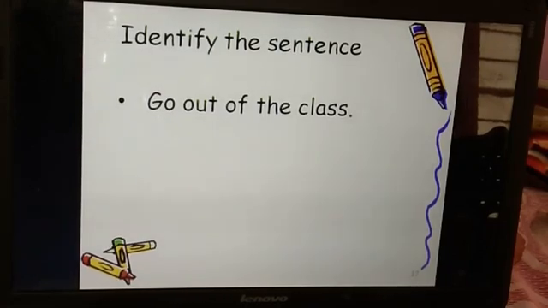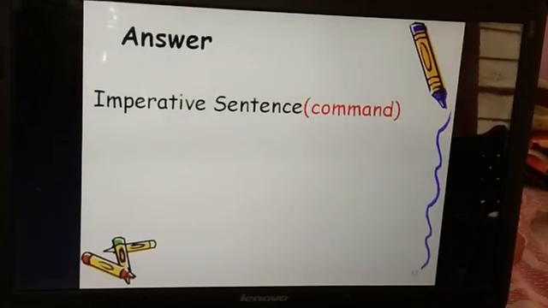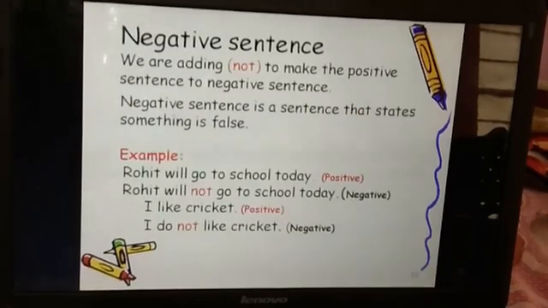Last, go out of the class. Now how does it seem when I say like this? Go out of the class means it's an order. So what kind of sentence is it? It is an imperative sentence where command is there.